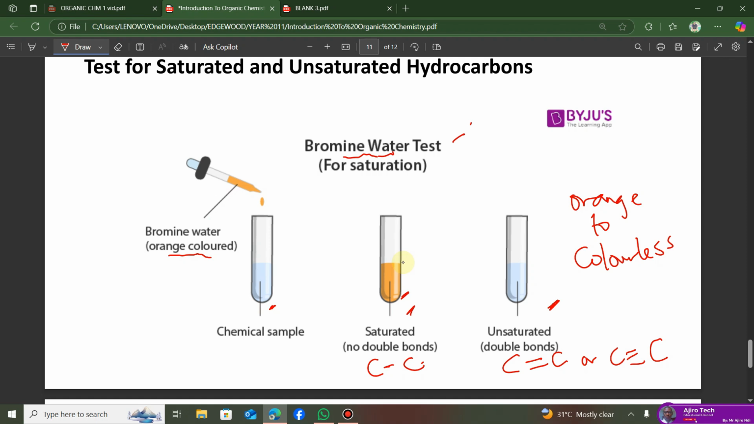But with unsaturated hydrocarbon, the color changes from orange to colorless. Or you could say it gets decolorized. That is, the bromine water gets decolorized. All right, so you can see that we are moving gradually.